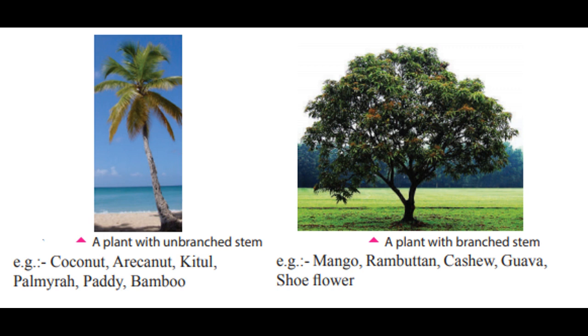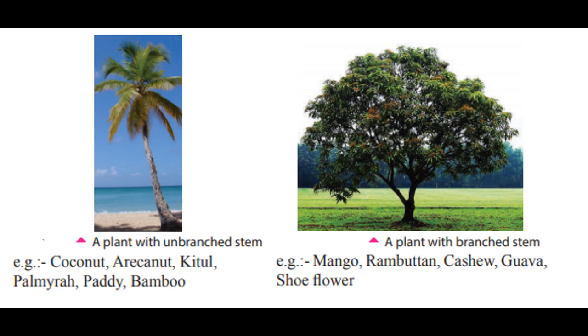Okay, children? So we now know the basic difference among plant stems. What is the basic difference? Plants with branches and plants without branches. Some plants don't have branches, like coconut, arecanut, kitul, and some other plants have branched stems. Understand, children? So what are the examples? Mango, jack, guava, these are the examples.